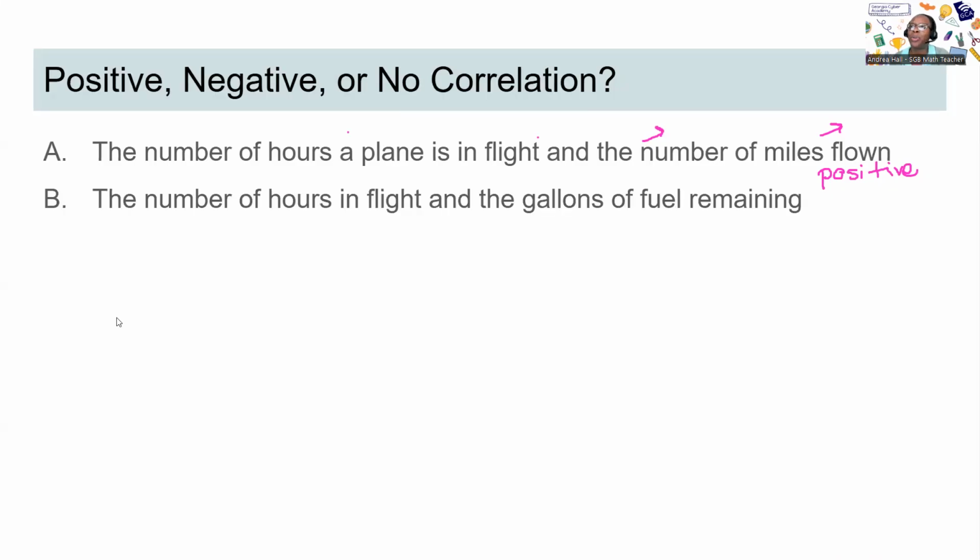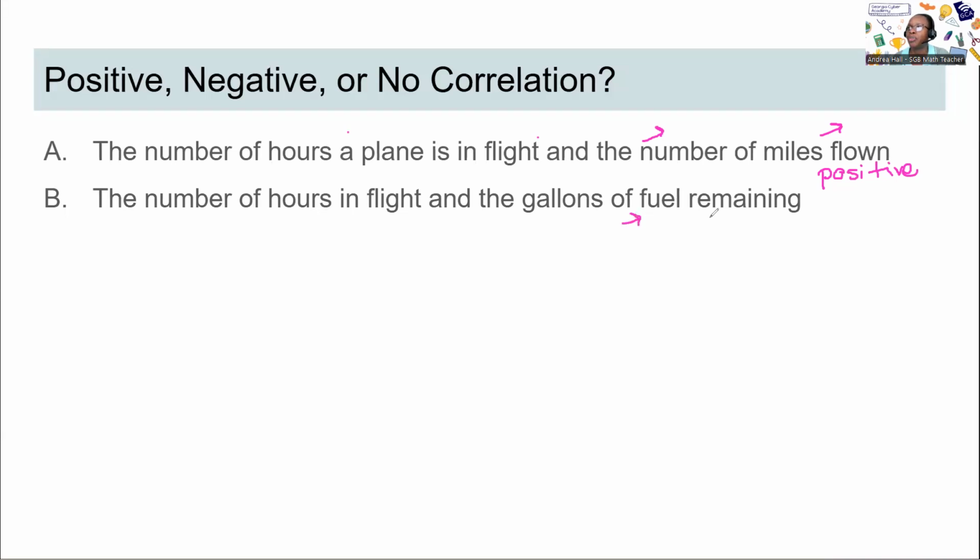The number of hours in flight, so as that goes up, the number of gallons of fuel remaining. Well, the longer you fly, the less fuel you have. So we would call that a negative correlation. One goes up, the other goes down, when they go in different directions.